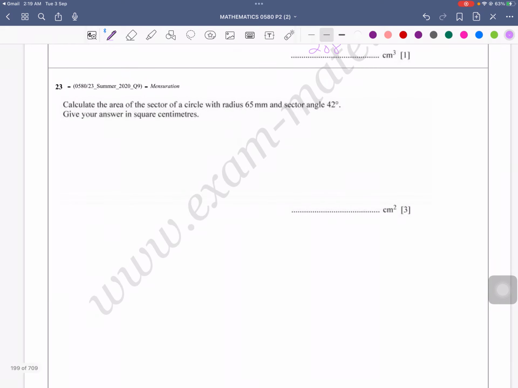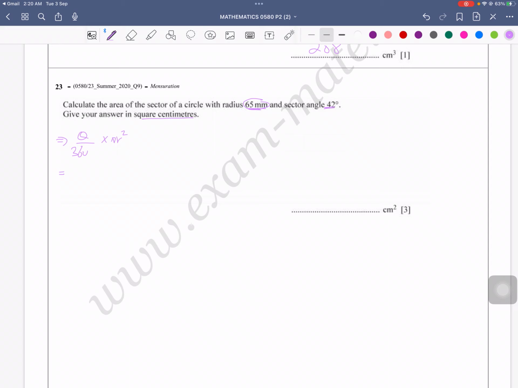Let's come to the last one. Calculate the area of sector. They have given the radius, and they've given the angle, right? So how do you do it? Theta over 360 pi r squared, with a certain square centimeter. First I'm going to convert this from millimeter into centimeter, right? The square would be on its own.